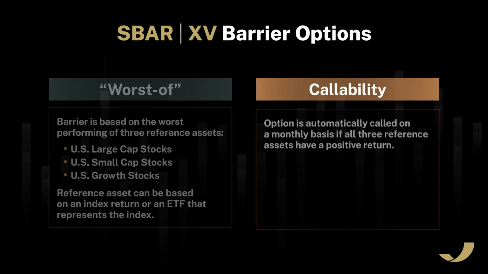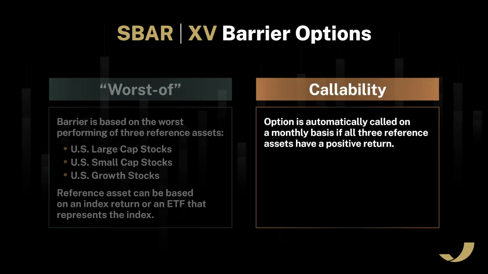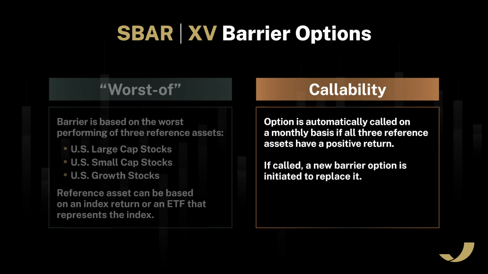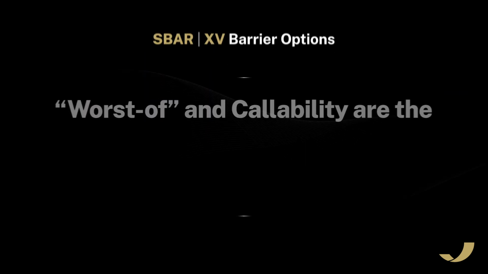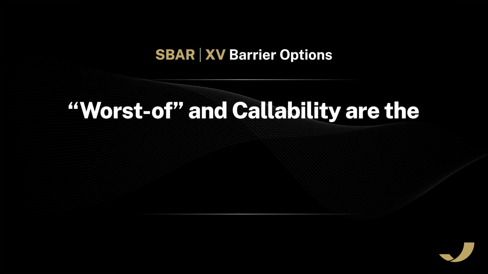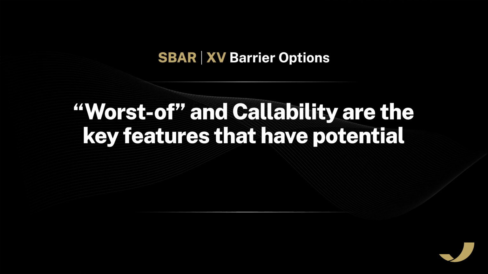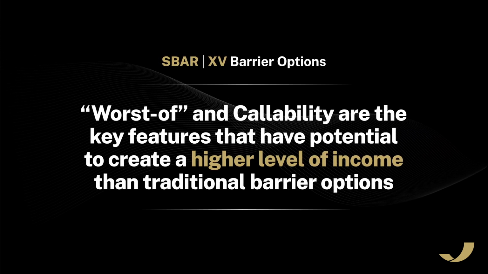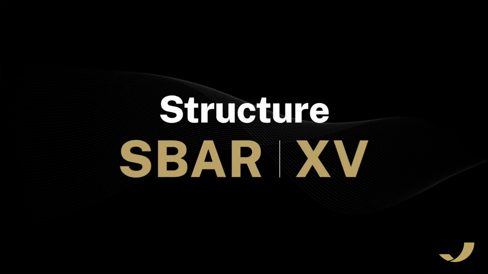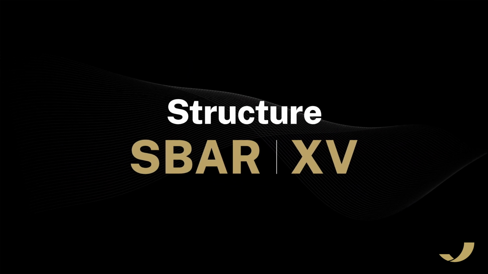Callability means the option is automatically called on a monthly basis if all three reference assets have a positive return. If called, a new barrier option is initiated to replace it. Worst of and callability are the key features that have potential to create a higher level of income than traditional barrier options. Here's the structure of SBAR and XV.